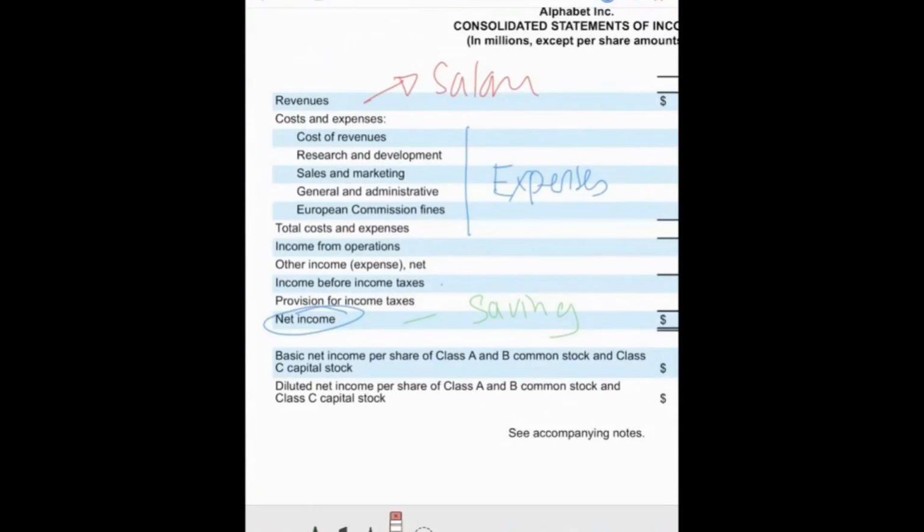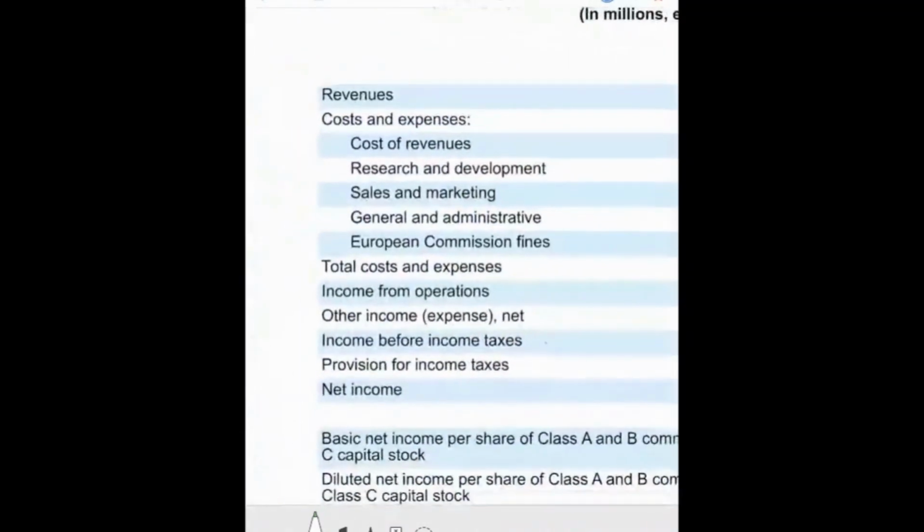Let us go through each one of all these figures. If you look at the first one, which is your revenue, what is revenue in business? For example, I'm an apple seller. I sell an apple to a customer at $10. So in the income statement, the revenue will be recorded as $10. So this is how you actually look at it.